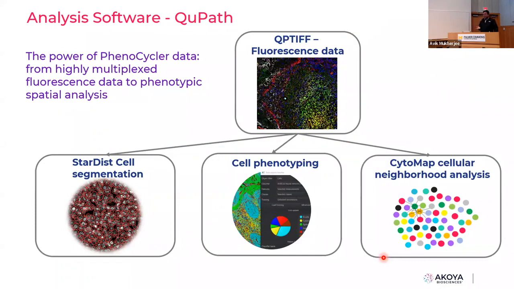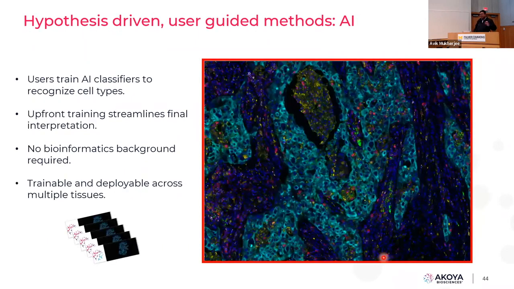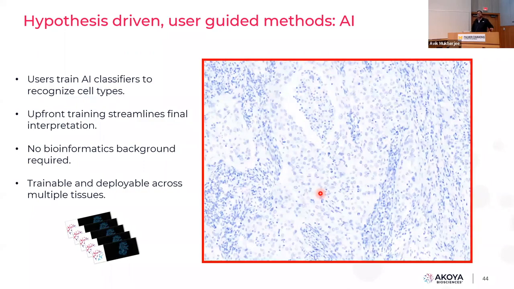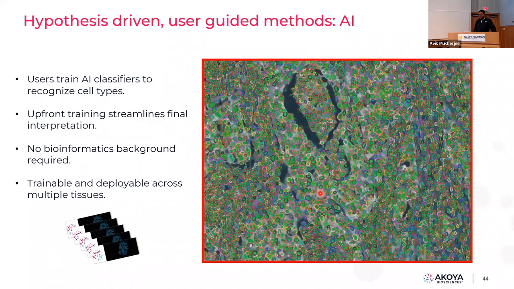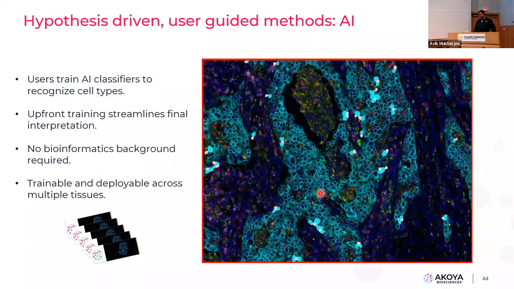So as I said, with QuPath, we have this StarDist segmentation, cell phenotyping, and CytoMAP to do neighbor analysis, the pipeline ready. Thresholding and gating is a good approach, but there can be disadvantages in accuracy of segmentation and other things if you don't correctly know the expression pattern. With a hypothesis-driven approach, you can tell the machine learning or AI software that, okay, this is the tissue, let's classify it, then use DAPI or the nuclear stain to do the segmentation with cytoplasmic markers, and then you can do the phenotyping and look at the nearest neighbors, touching cells.